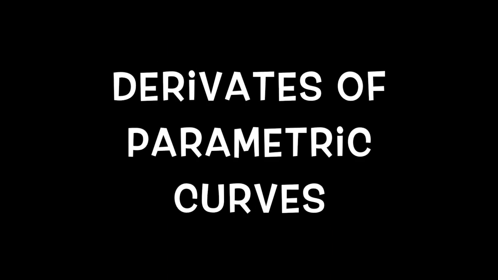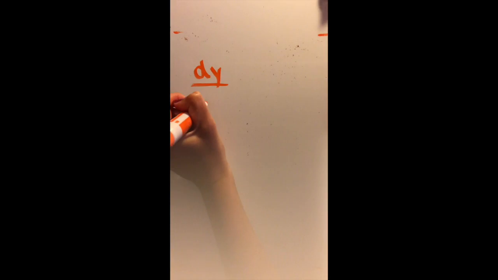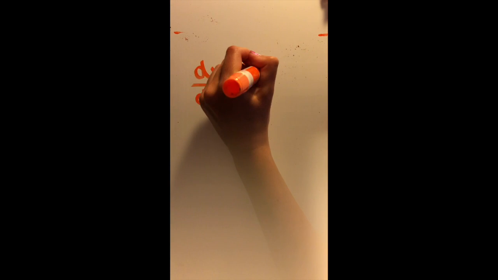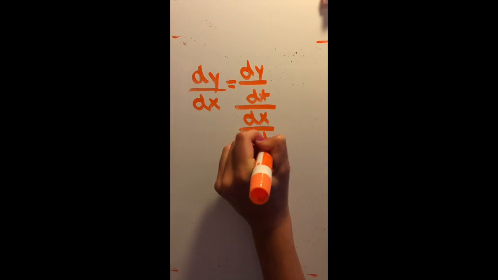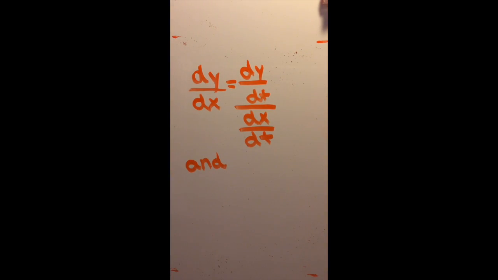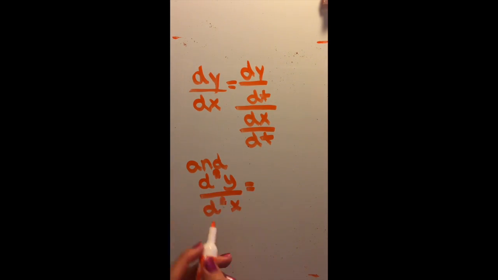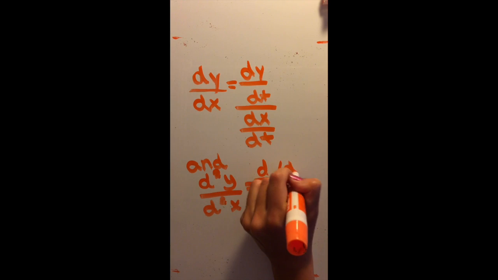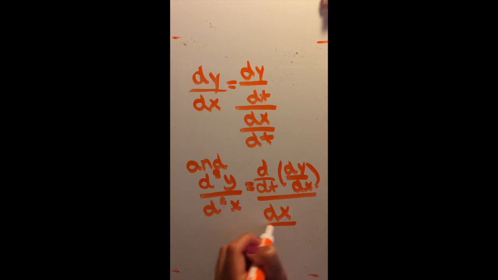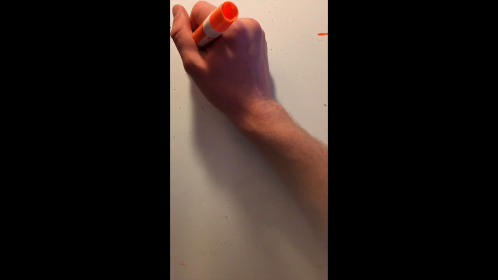Alright, now we've got derivatives of parametric curves, which are pretty simple. All we do is take the derivative of each function that defines both the x and the y, and then divide the y by the x. So we take dy over dt and dx over dt, and that describes the rate of change of y with respect to x. We can also do that again, which gives us a slightly more complicated thing, but it's the same. Okay, so now we have an example.